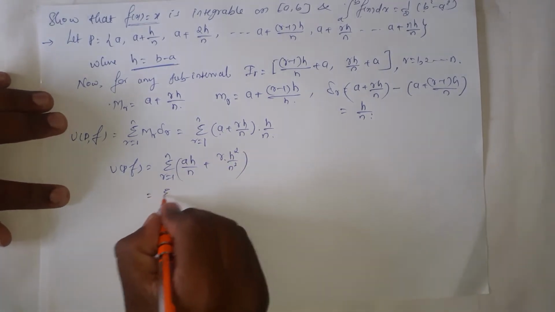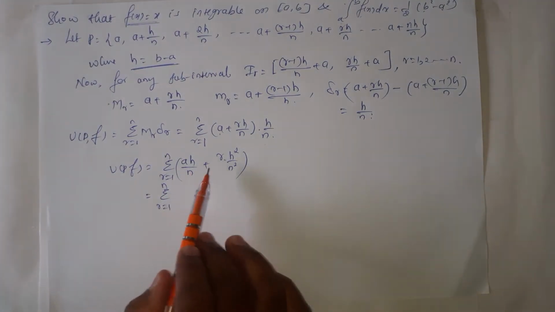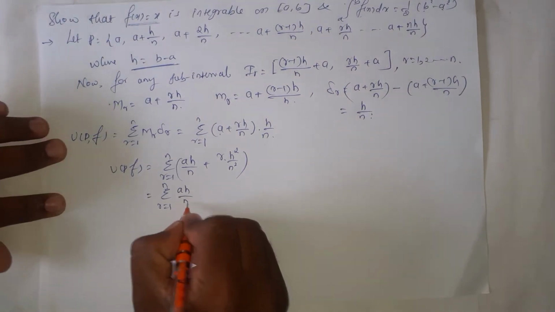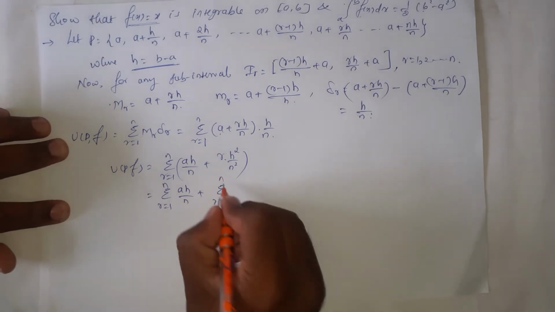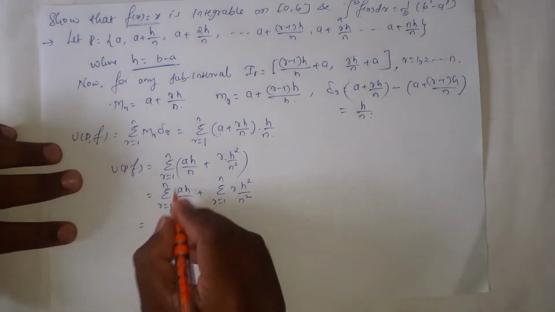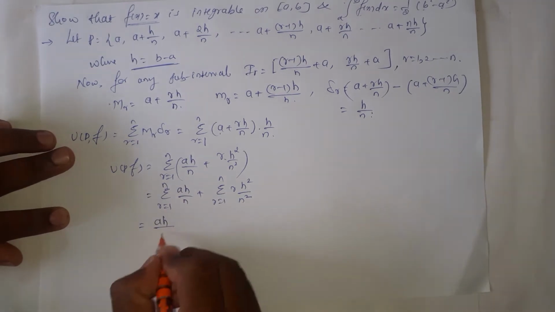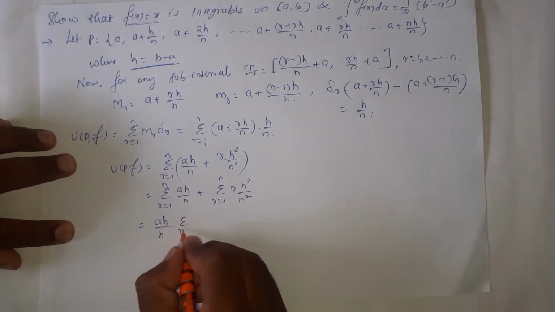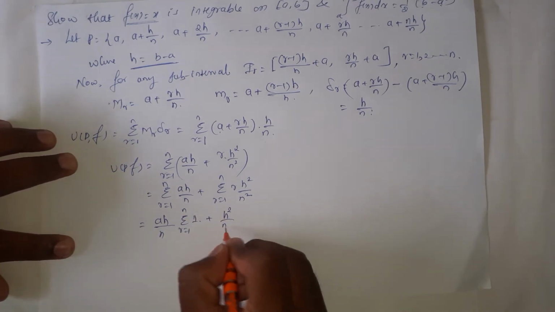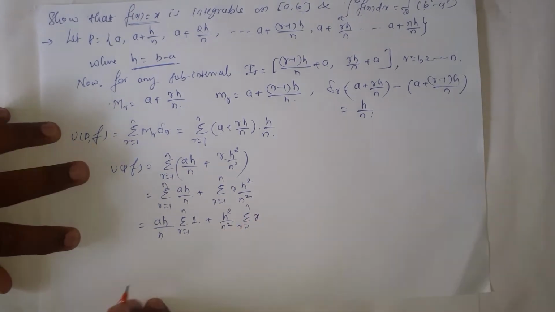So therefore it is equal to summation over r is equal to 1 to n. Now here we have two terms, then we can write the summation separately. So therefore this becomes summation of a h divided by n plus summation over r is equal to 1 to n of r into h square divided by n square. Now here we can take the constant terms out of the summation. Here a h by n is constant, remaining summation over r is equal to 1 to n of 1, plus here h square by n square is constant, remaining summation over r equal to 1 to n of r.